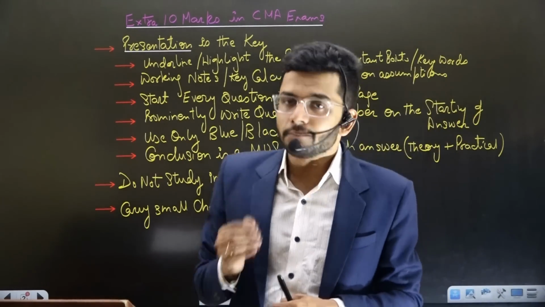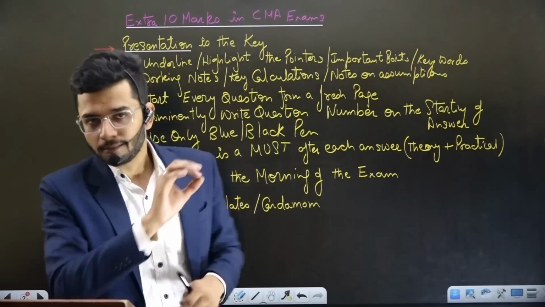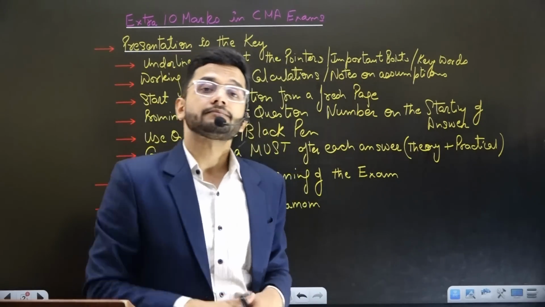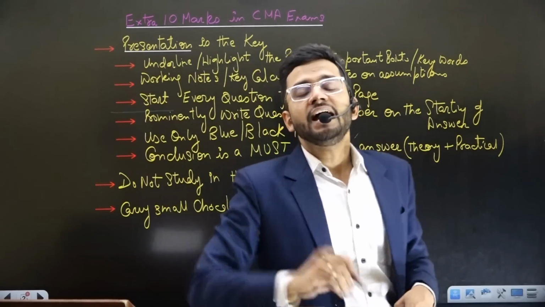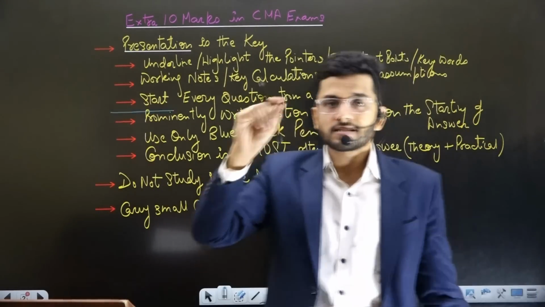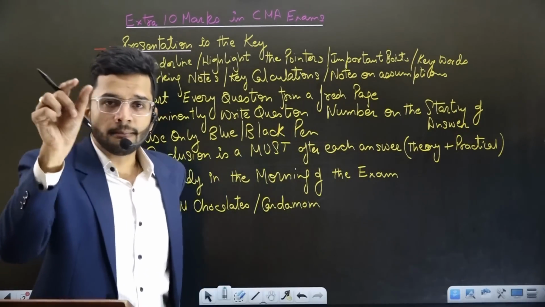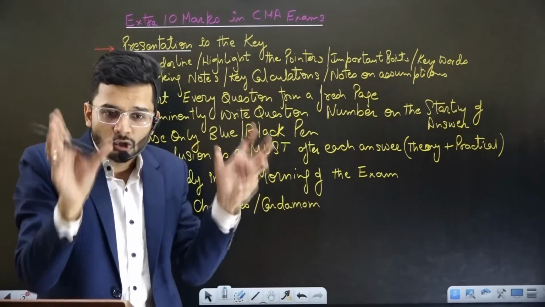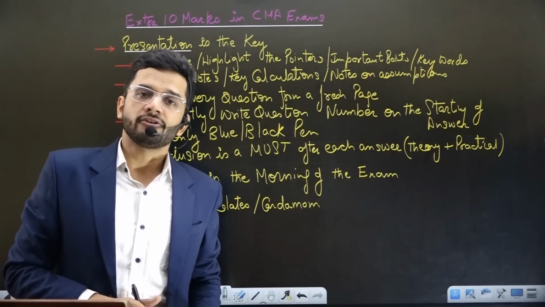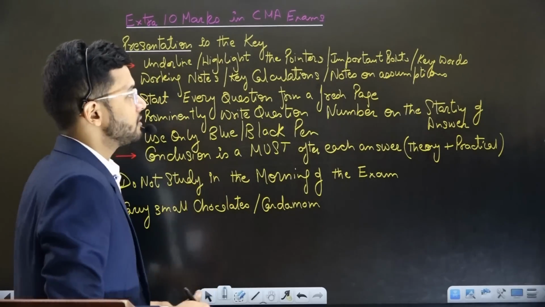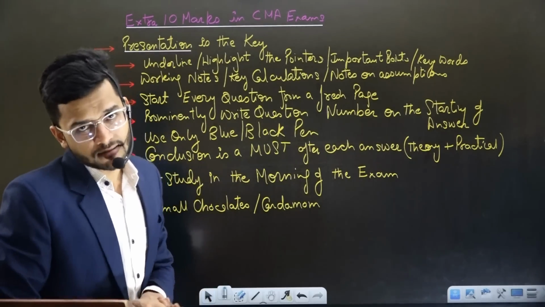So if you're using blue pen for writing answers, underline using the black pen. And again, underline should be done using scale and not by your free hand. It should be done by scale. Use a scale and underline the important parts, underline the important words, underline the answers, underline the conclusions properly, so that examiner can really catch hold of your answer very, very quickly. And in a very short span of time, he can appraise your answer.